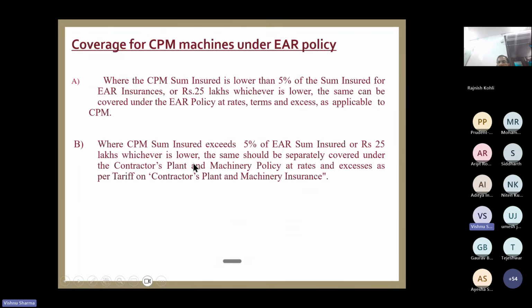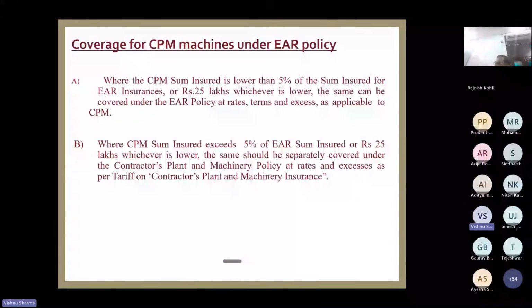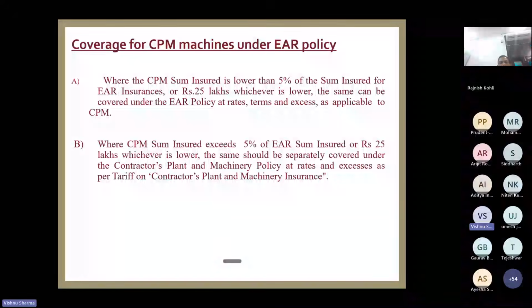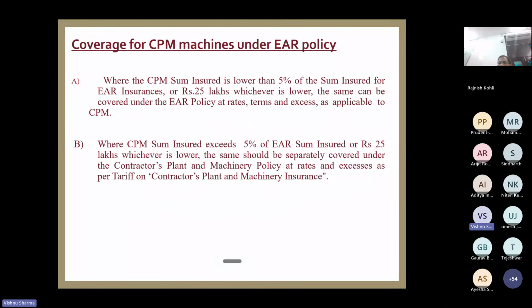Now, what is practically happening? Suppose the contractor's plant and machinery value is coming to 50 lakhs or 1 crore or 2 crore. What people say is that CPM is covered up to 25 lakhs in the basic policy itself, and no separate CPM policy is given. Now they are under the impression that any loss up to 25 lakhs is covered under the basic EAR policy. It is a 100% wrong notion. It is not correct.